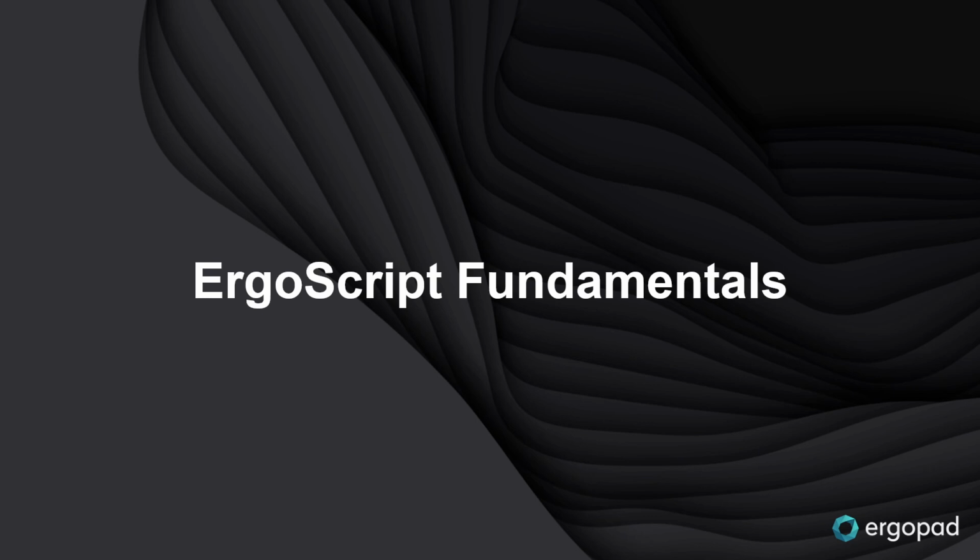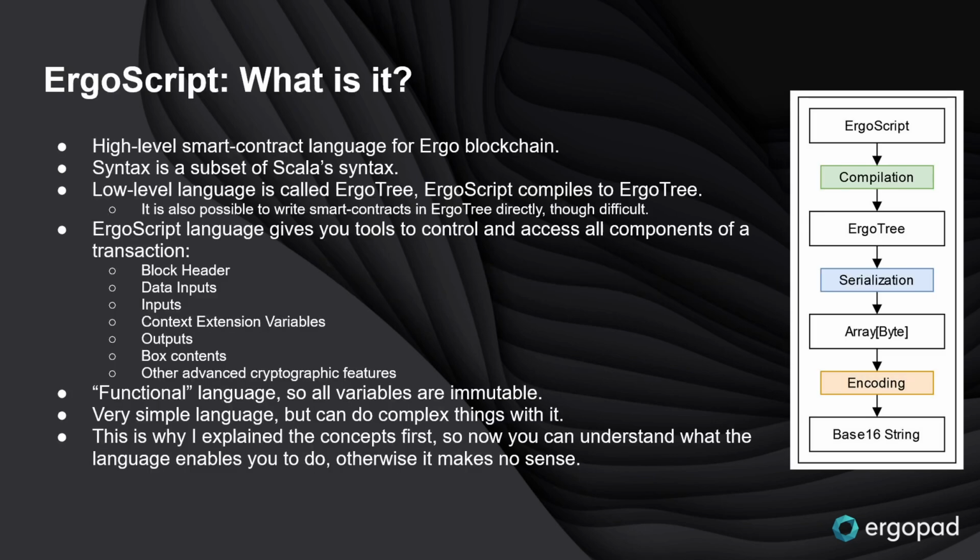Now we're going to cover some high-level Ergoscript fundamentals. So what is Ergoscript? Ergoscript is the high-level smart contract language for the Ergo blockchain. The syntax is a subset of the Scala syntax, and Scala is just another programming language. If you read Ergoscript and you read Scala, you will notice some similarities in the way it's written. The low-level language is called Ergo tree. When you write Ergoscript, it will then get compiled to Ergo tree.